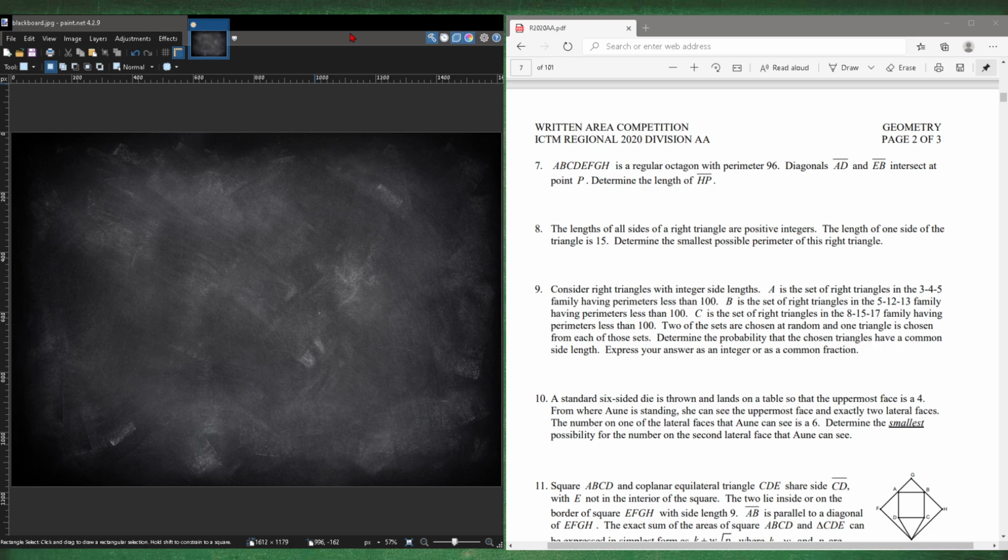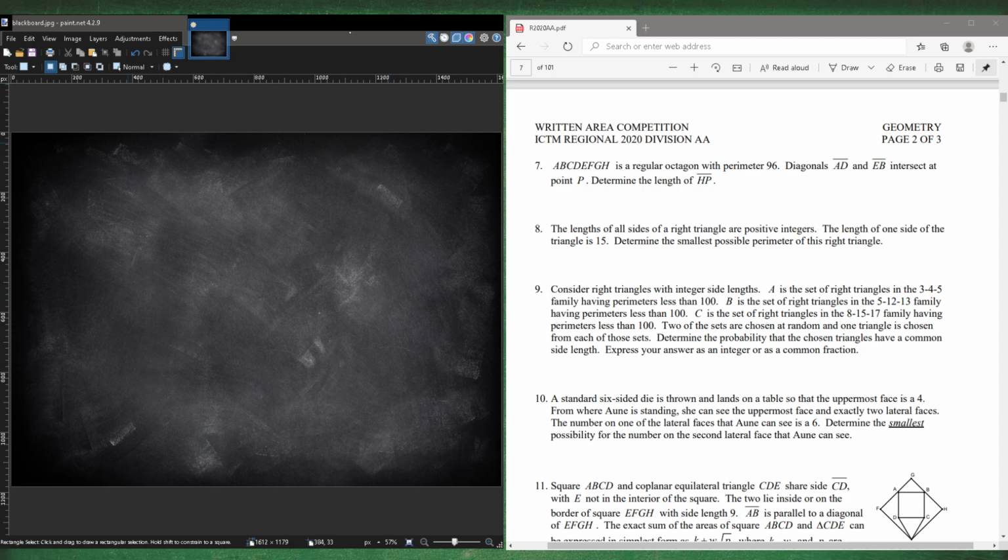Consider right triangles with integer side lengths. A is the set of right triangles in the 3, 4, 5, having perimeters less than 100. B is the set of right triangles for the 5, 12, 13, which is less than 100. And C is the 8, 15, 17, less than 100. Two of the sets are chosen at random, and one is chosen from each of these sets. Determine the probability that the chosen triangles have a common side length.